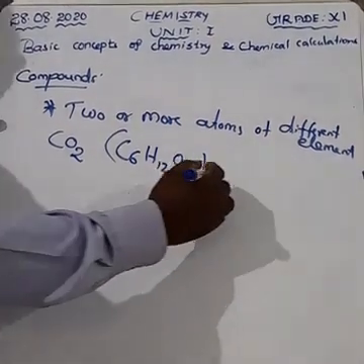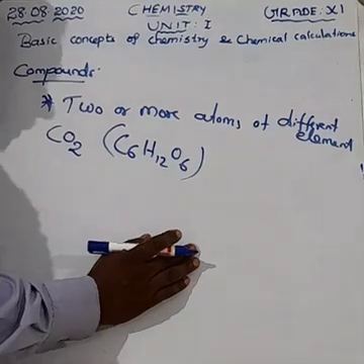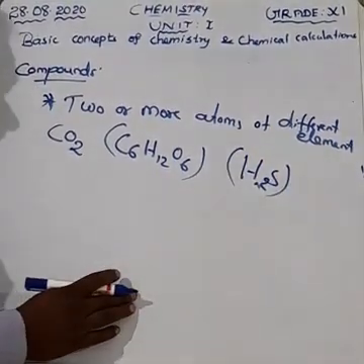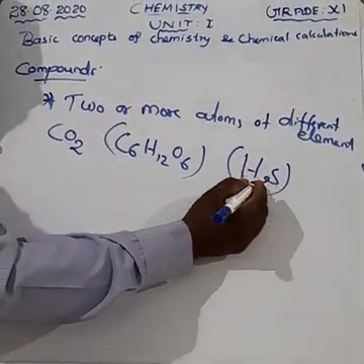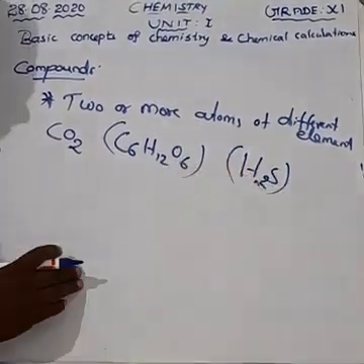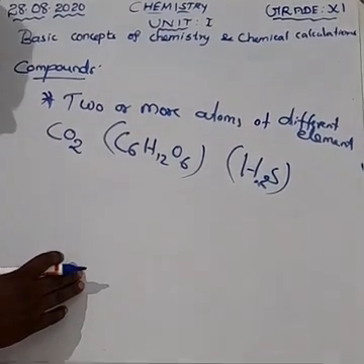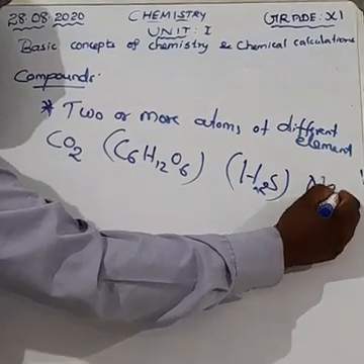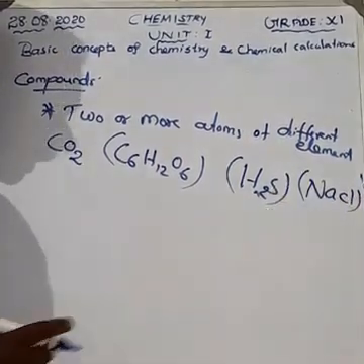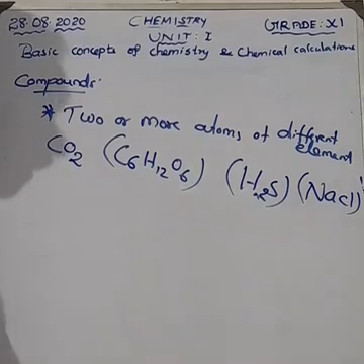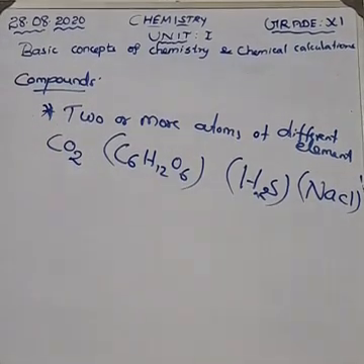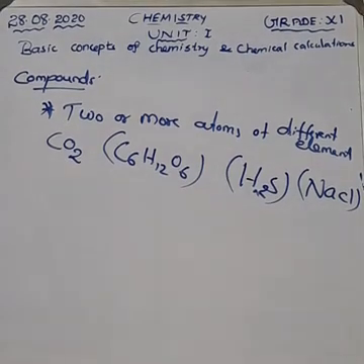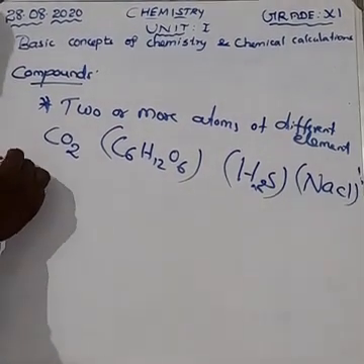Next, about hydrogen sulfide. The formula for hydrogen sulfide is H2S. This also has two types of elements. One is hydrogen and another one is sulfur. Next one is sodium chloride, NaCl. Which elements are present? Sodium and chlorine. So these are all compounds.